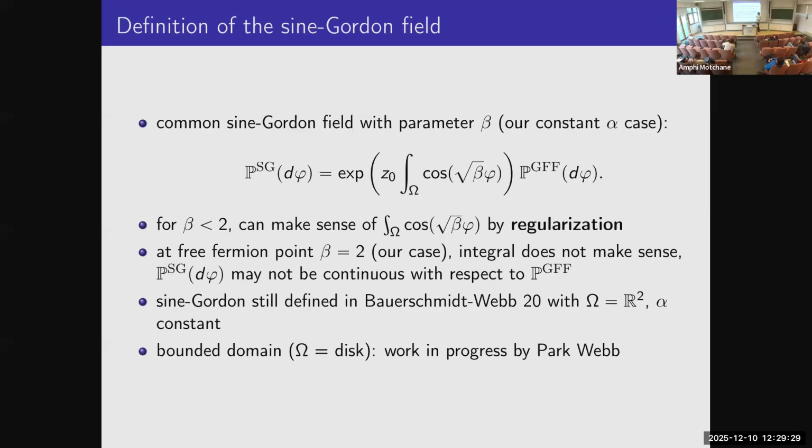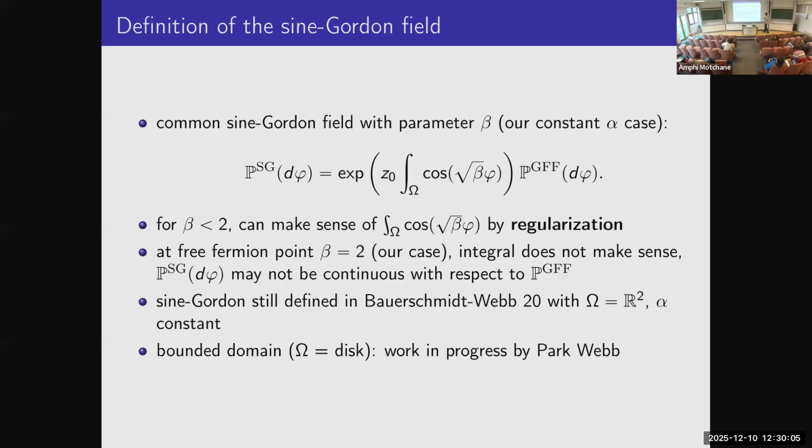But it happens that for beta equals 2, which is actually our case, you cannot do that. So you cannot make sense of this integral as a function of the field psi. So you need to define the sine-Gordon field, you need to do a regularization, but at the level of this expression. You cannot make sense of this and then say that it has a Radon-Nikodym derivative with respect to the GFF given by this. You need to define it differently.